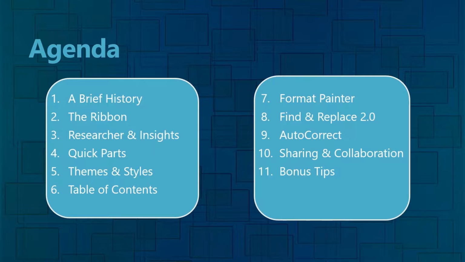can see. So we're going to cover the ribbon and how to customize it. We're going to talk about Researcher and Insights. We're going to go into how to set and use quick parts. We're going to take a look at the themes and styles, show how to create a table of contents automatically. We're going to explore Format Painter, show how to use the updated version of Find and Replace. We'll show you how to customize Autocorrect, get into a little bit of sharing and collaboration, and then I've got a few bonus tips for you as well.